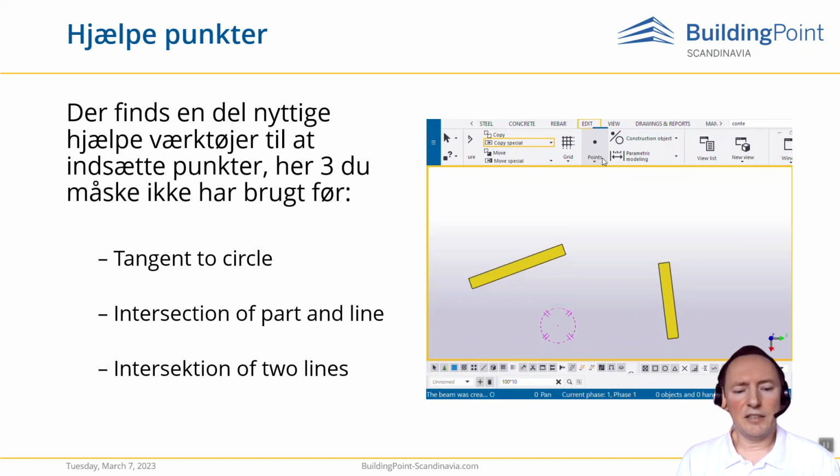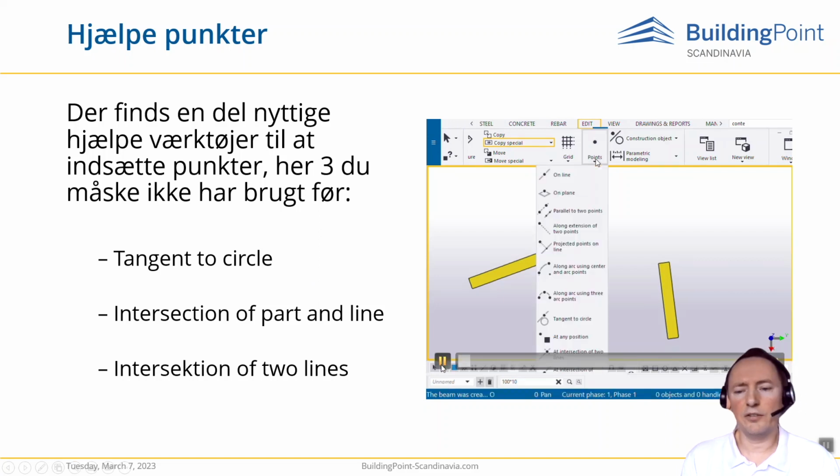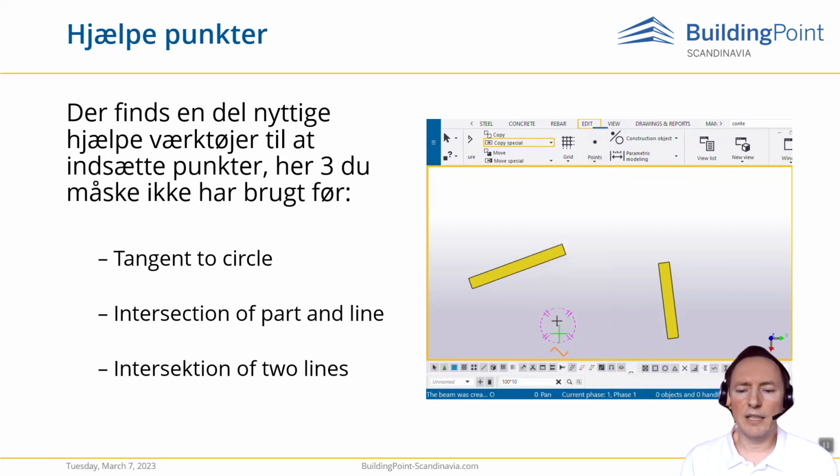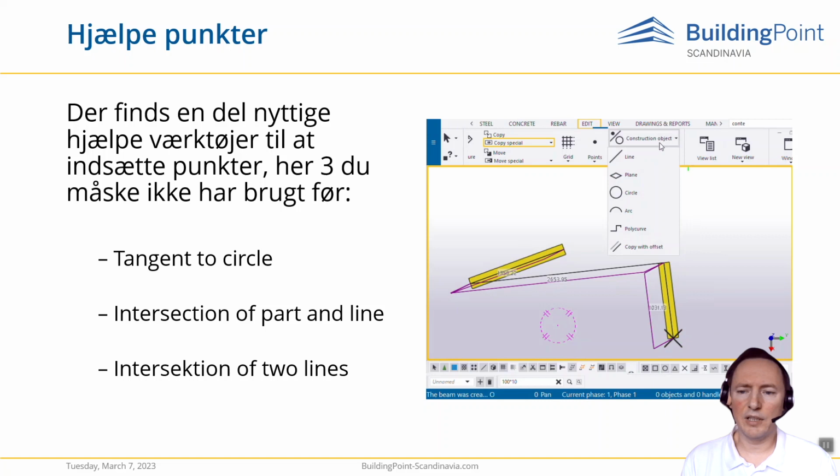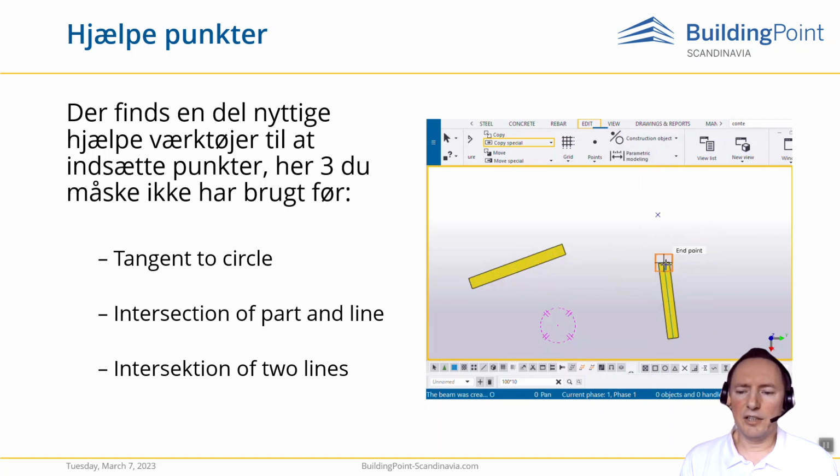Next one here is intersection of 2 lines. So the intersection of 2 lines is pretty easy to use. It's just telling the tool where the line should be. So here for the center line of the beam and the center line of the other beam, and there will come an intersection point. Now we can check that intersection point by putting in some contour lines, and we can see that it seems correct.